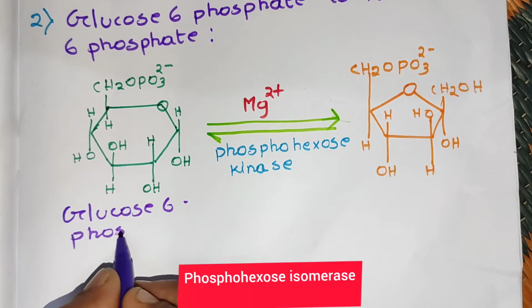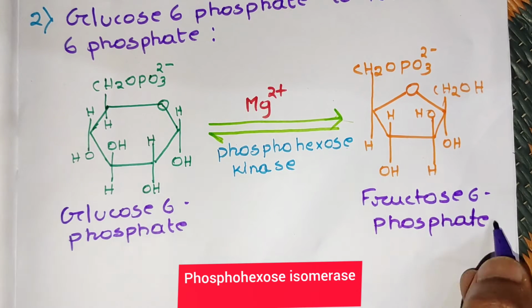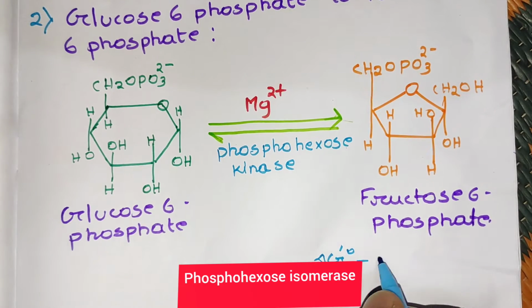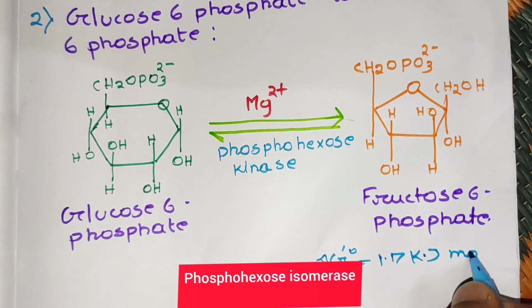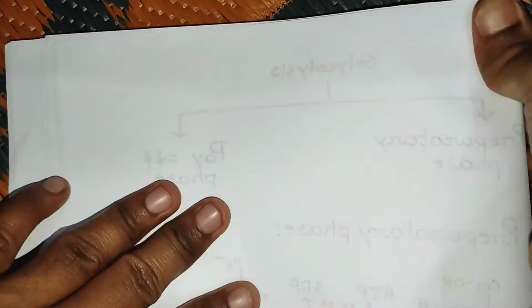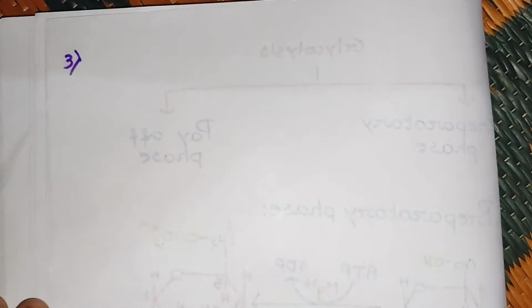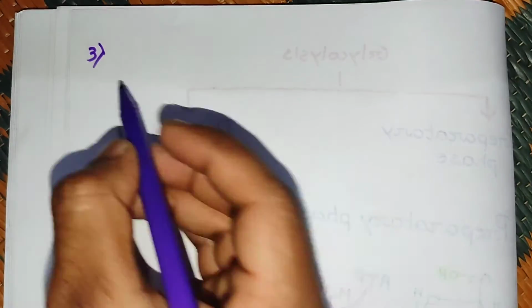Sorry, there is a mistake. It is not phosphohexokinase. This is phosphohexose isomerase or phosphoglucose isomerase, because the second step is the isomerization step. So this is isomerase, not kinase.